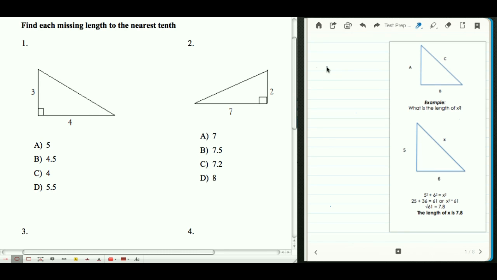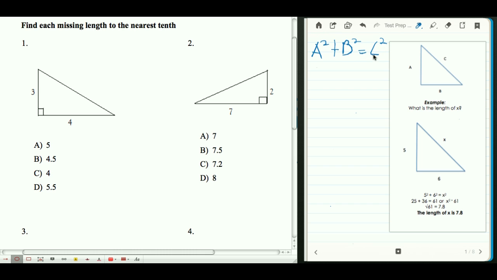For this video, we're going to go over the skill of Pythagorean theorem and how to solve for the Pythagorean theorem. So just so that you know, the actual theorem itself looks like this. A squared plus B squared is equal to C squared.